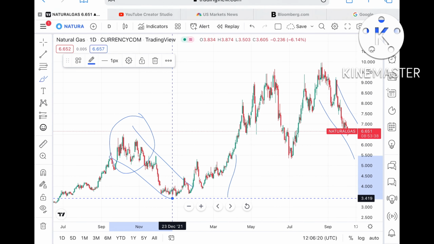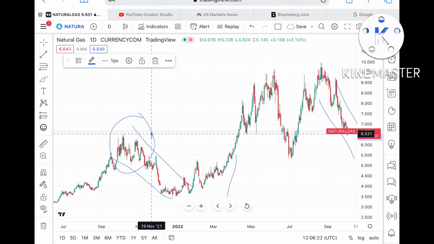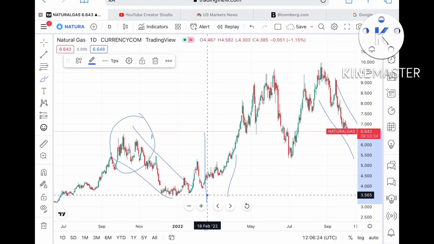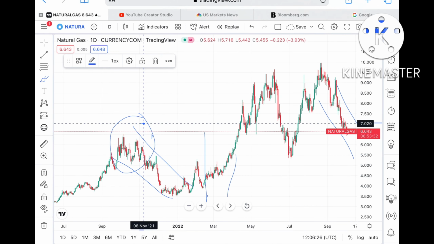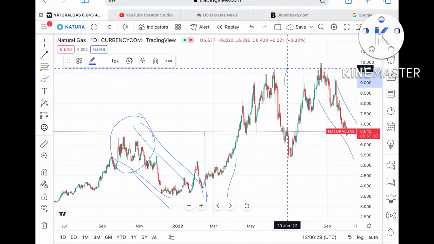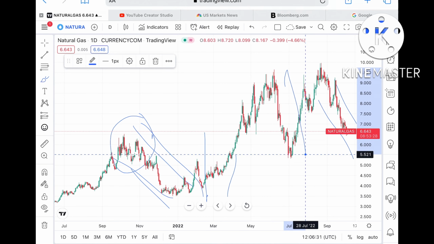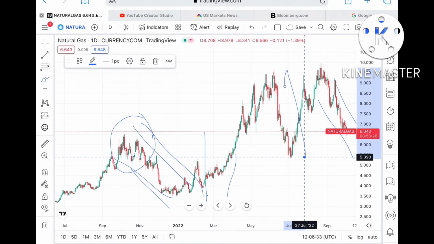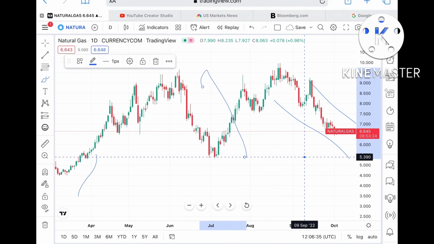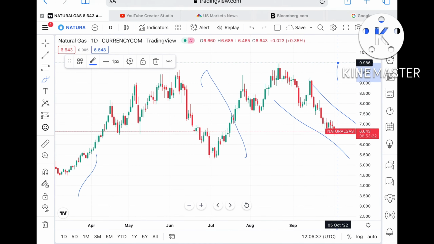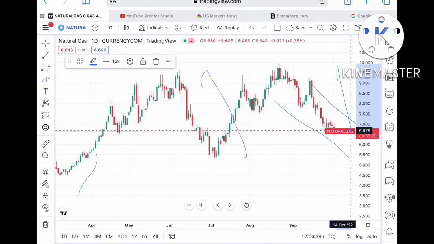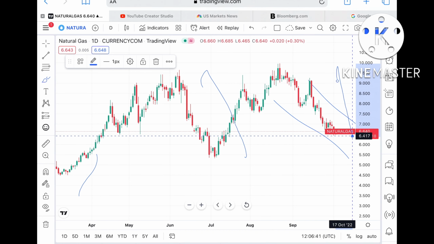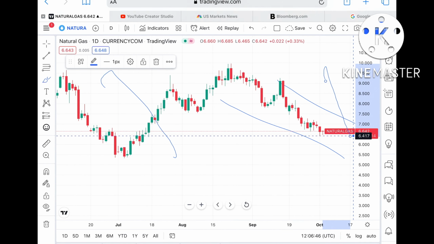Okay, and if you look at this particular zone, the high was 6.5 and it made a low of around $3.5. You can see this. The second time it made a high of around 9.6 and made a low of around 5.2. See the difference, it continuously goes half. Half the price. So now it was 9.9 and now it is trading at around 6.6, and made a low of $6.417.